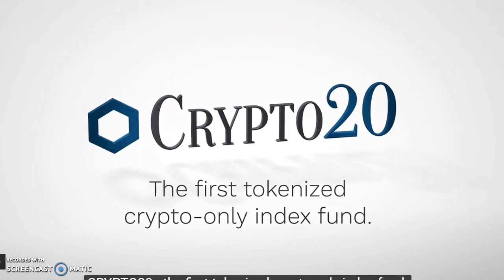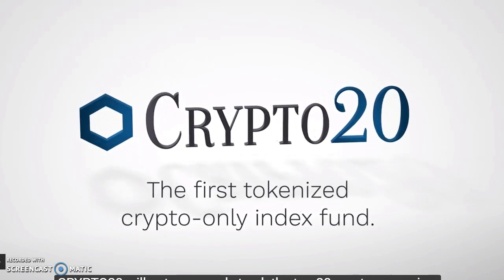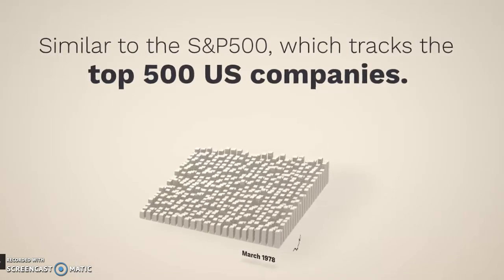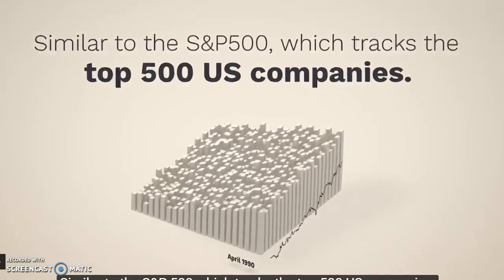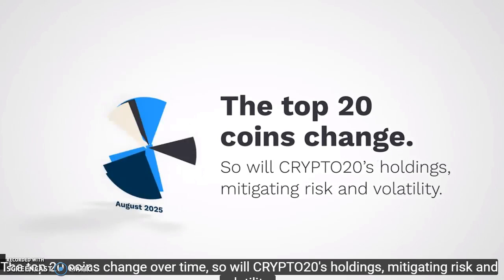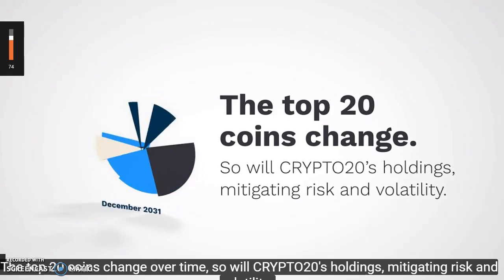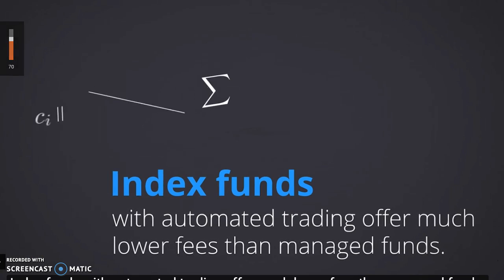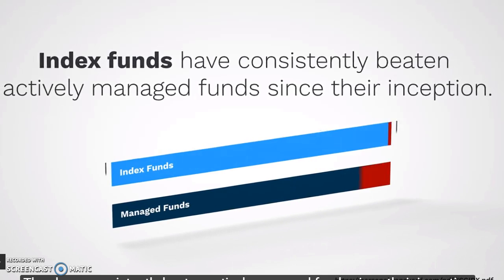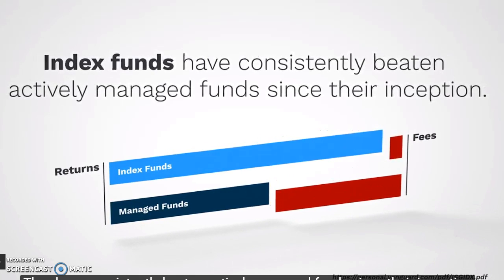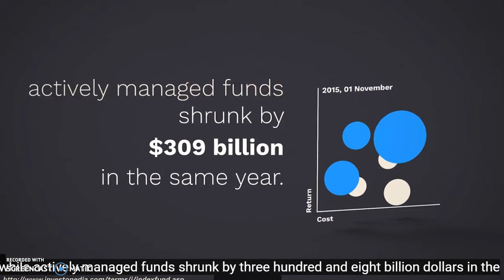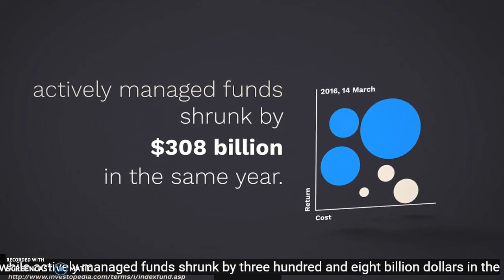Crypto20, the first tokenized crypto-only index fund. Crypto20 will autonomously track the top 20 cryptocurrencies, similar to the S&P 500, which tracks the top 500 US companies. The top 20 coins change over time, so will Crypto20's holdings, mitigating risk and volatility. Index funds with automated trading offer much lower fees than managed funds. They have consistently beaten actively managed funds since their inception, and grew by $375 billion, while actively managed funds shrunk by $308 billion in the same year.